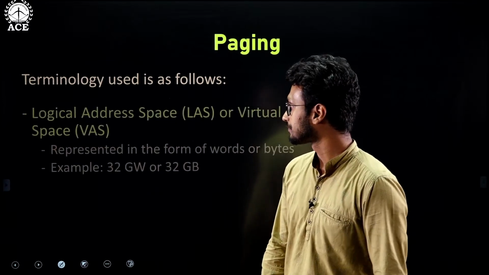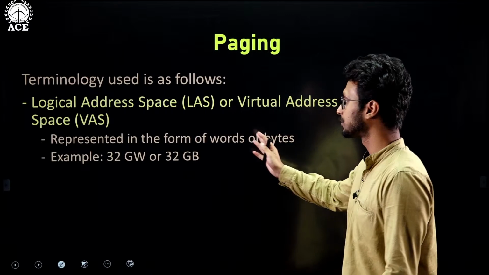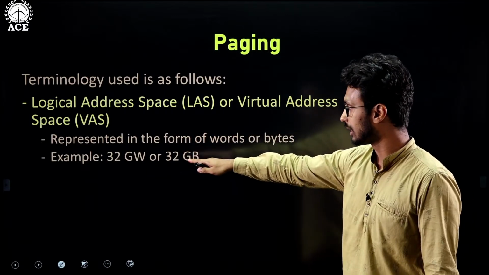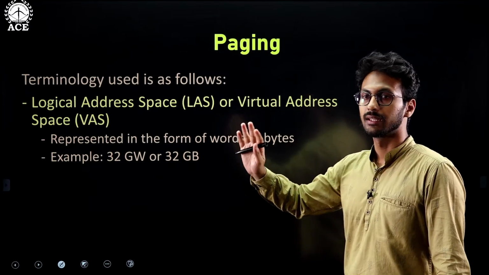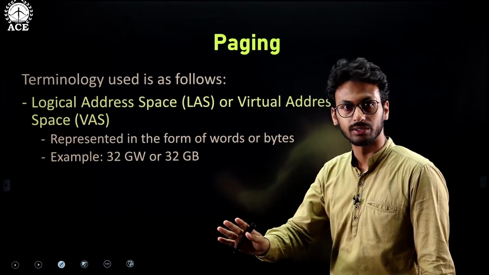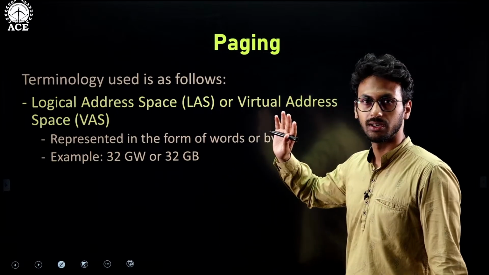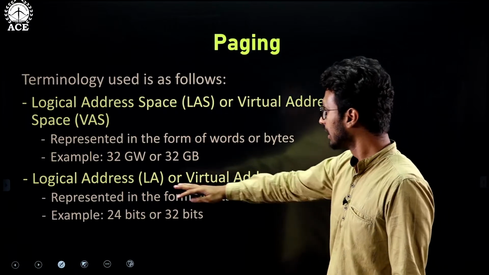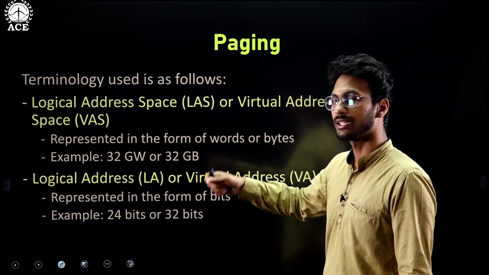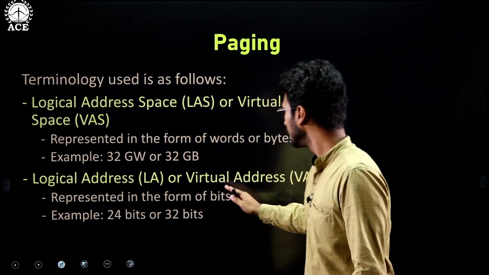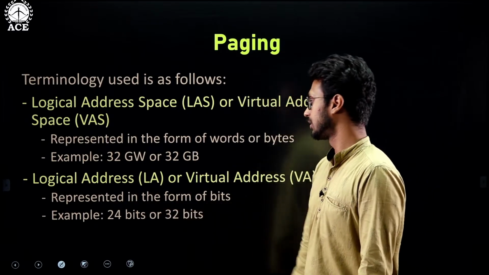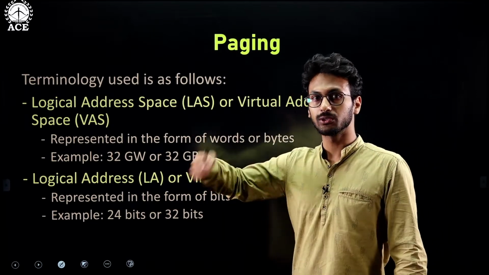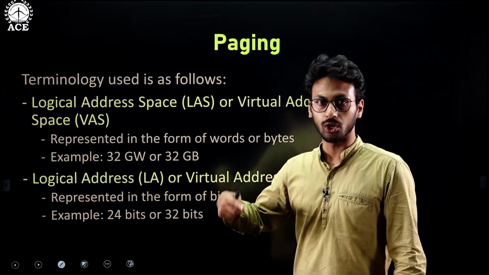The terminology used is as follows: logical address space or virtual address space, LAS or VAS, represented in the form of words or bytes. Example 32 gigaword, 32 gigabyte, etc. It indicates your secondary memory. Next, logical address or virtual address: how many bits are used to represent it? Represented in the form of bits. Example 24 bits, 32 bits. Logical address, virtual address in bits. Logical address space, virtual address space in words or bytes.